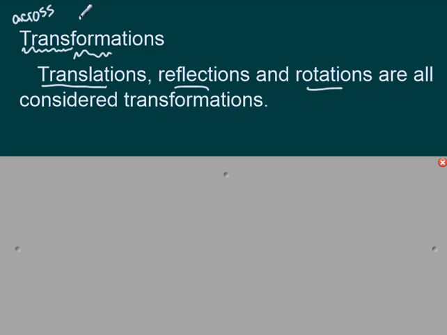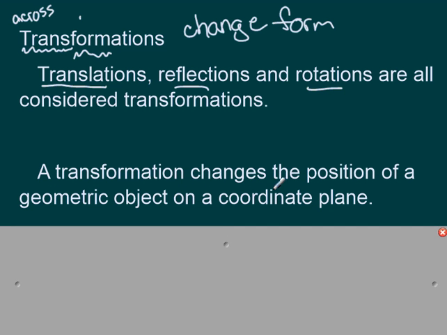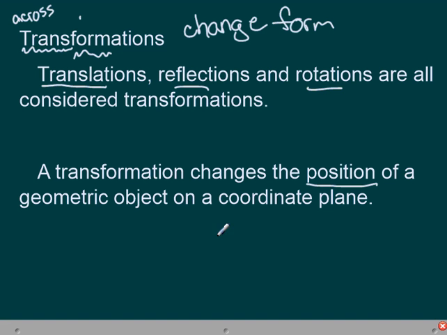I know I'm being a bad definer of words. I'm sick. Bear with me. So across form, it actually means change form. Transformations change the form of the shape. It changes the position of a geometric object on a coordinate plane. So coordinate plane, remember, is an XY grid. And let's say I have a triangle here. A transformation might change the position of the triangle and put it up here in this quadrant, quadrant 1.